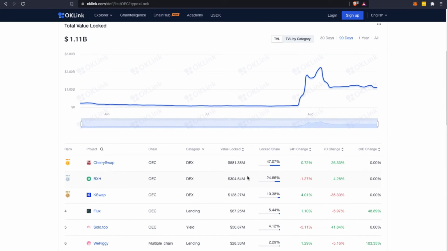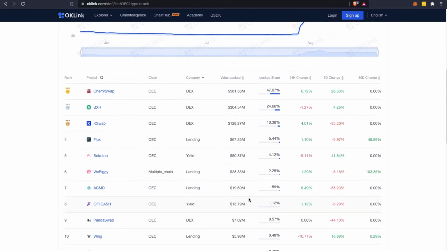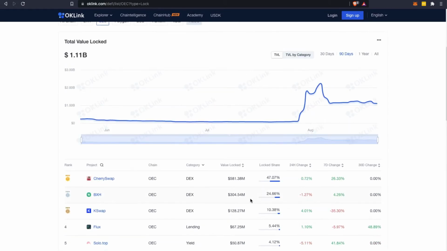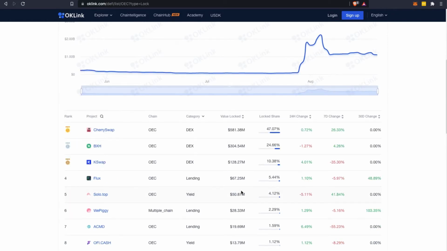Because coming in second is BXH, also another DEX, at 300 million. And the rest are relatively quite small because, like I mentioned before, OKExChain is relatively quite new in the space as of right now. Having small TVL is quite common to see.